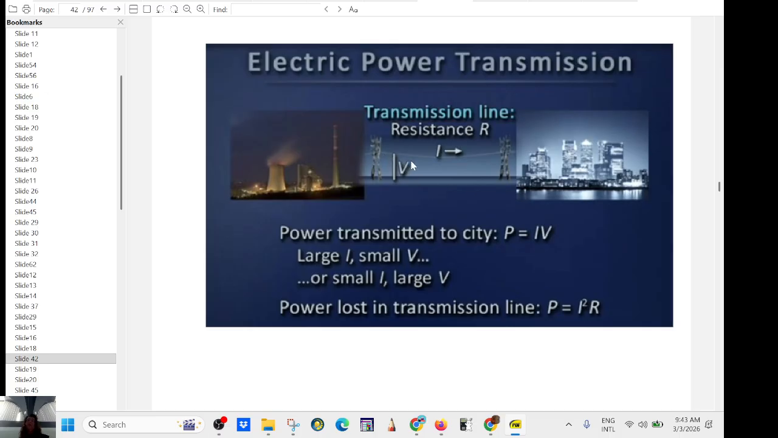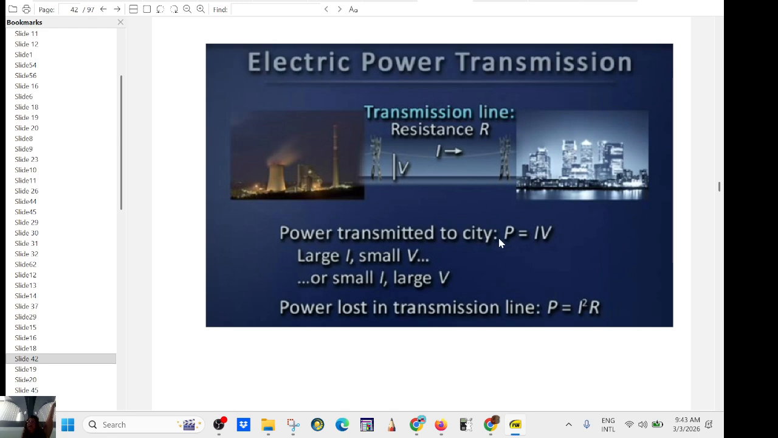They need to minimize the amount of energy lost through heat in those high tension lines. Of course you can decrease the resistance a little bit, but the best way is to decrease the current. But if you decrease the current, you have to increase the voltage. So at the power plant, they go from 10,000 volts, for example, and boost it to 100,000 volts.